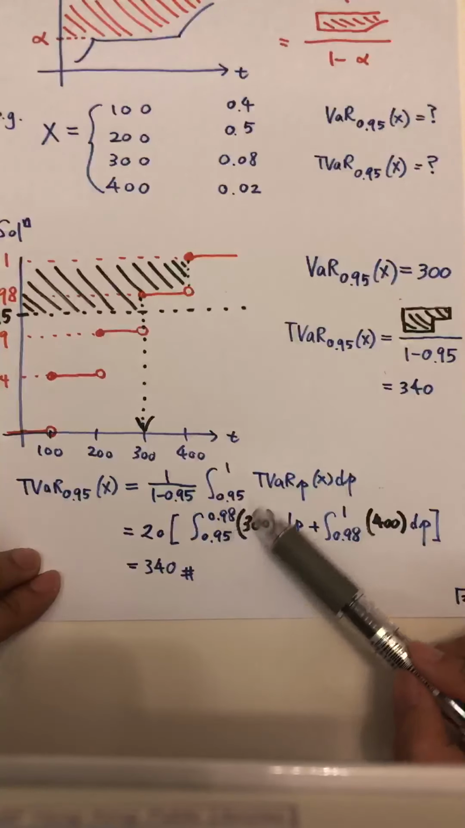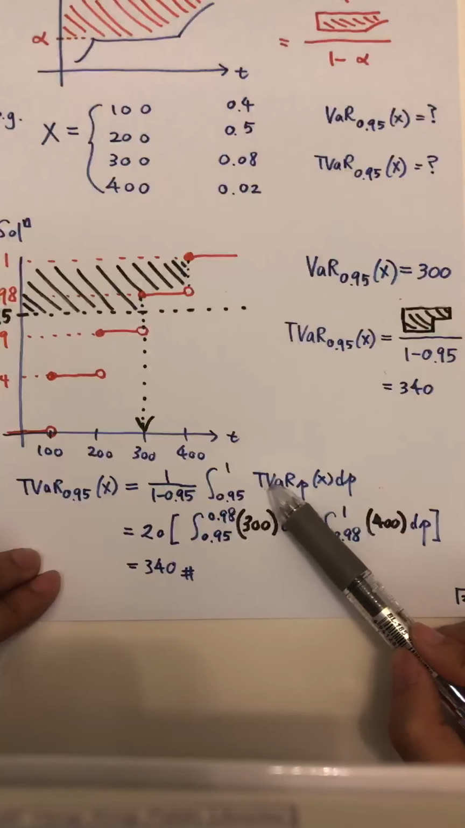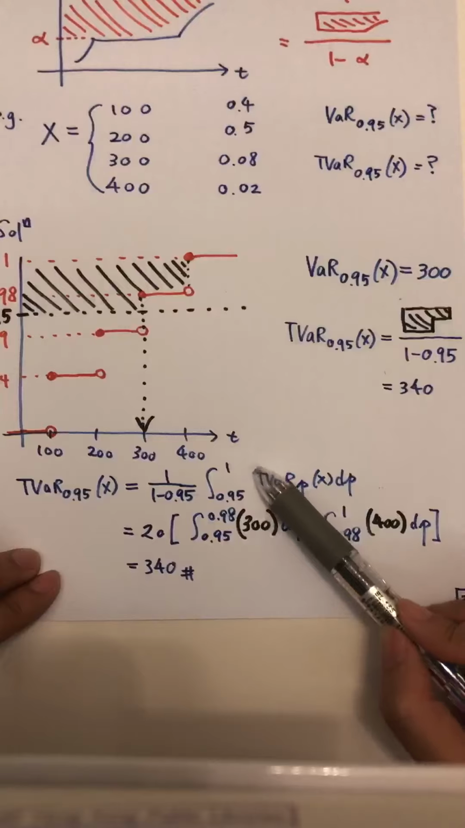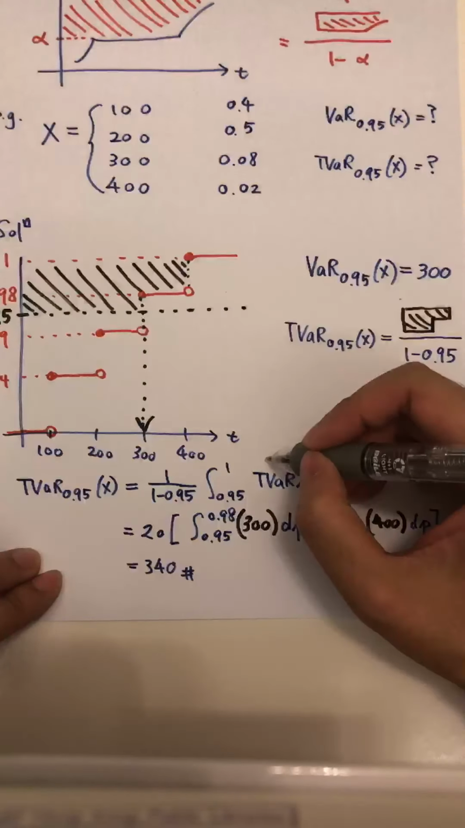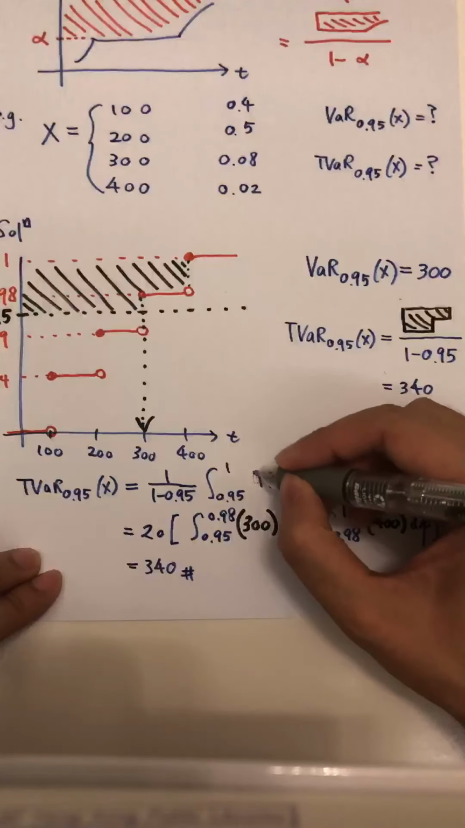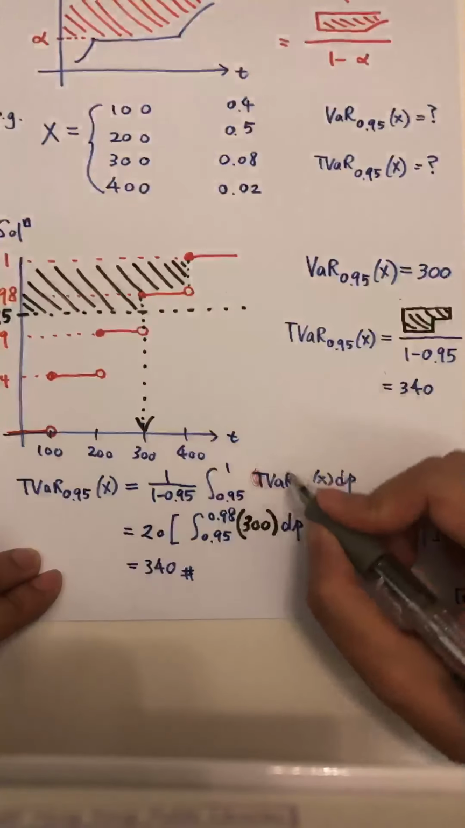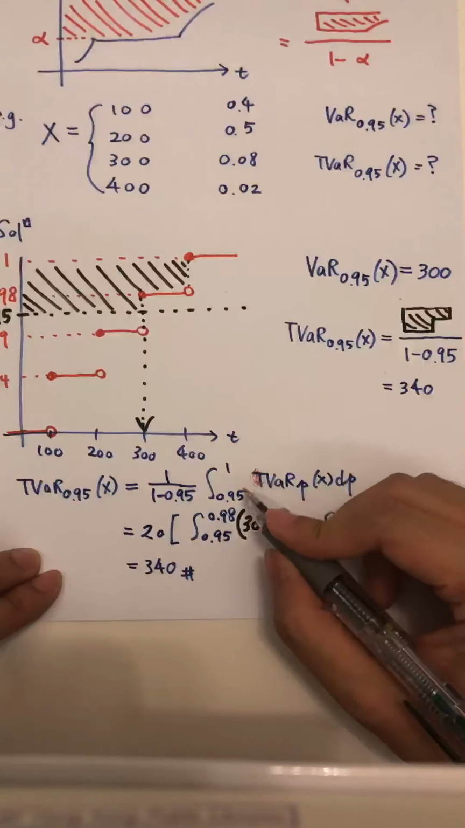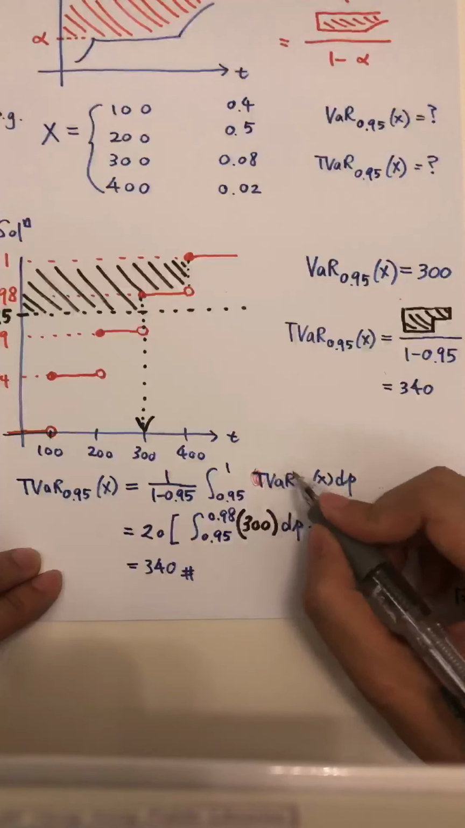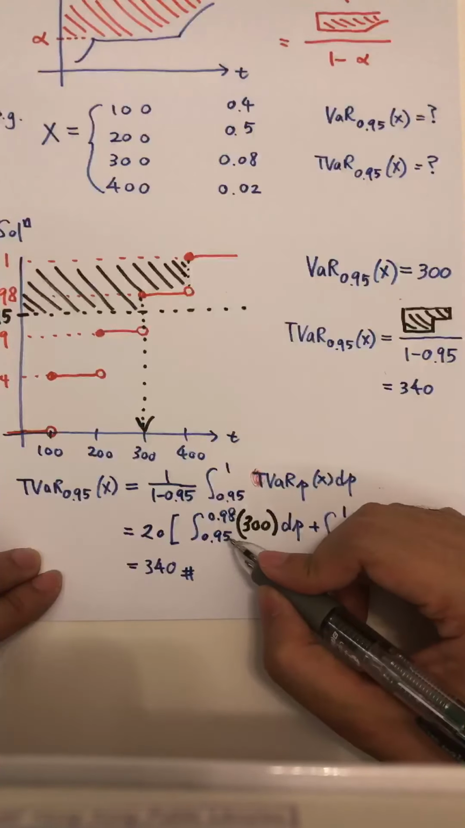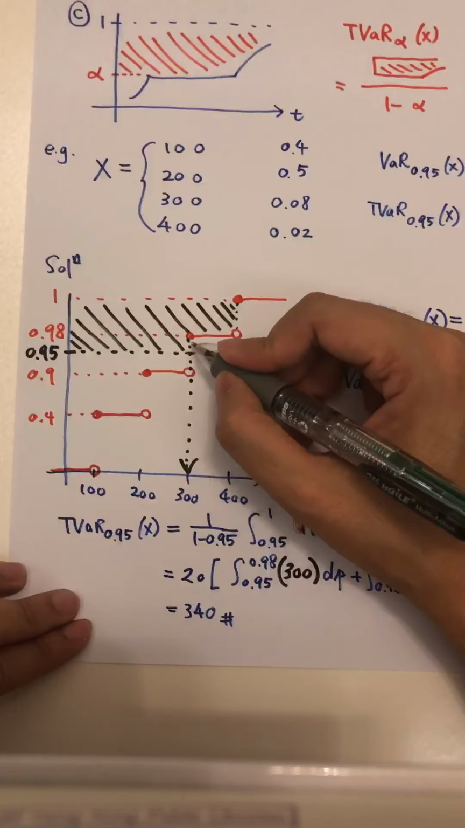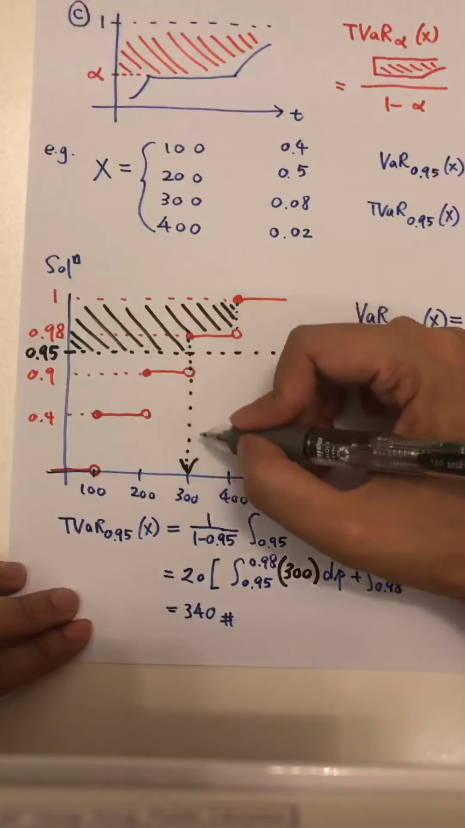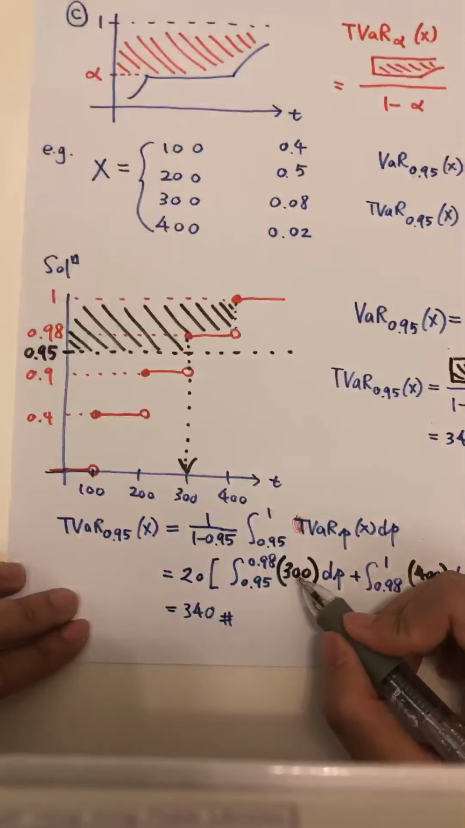So we first need to find out the value of the VaR, value at risk, not T-VaR. We need to find the value of the value at risk at level p, for p between 0.95 and 0.98. From the graph you can see, for any p between 0.95 and 0.98, the value at risk is 300.